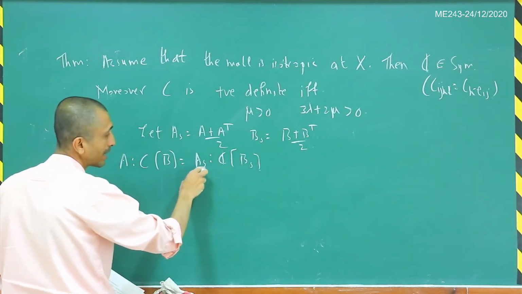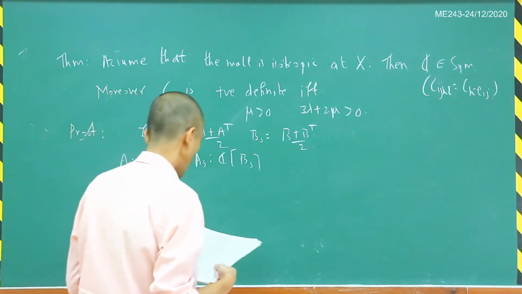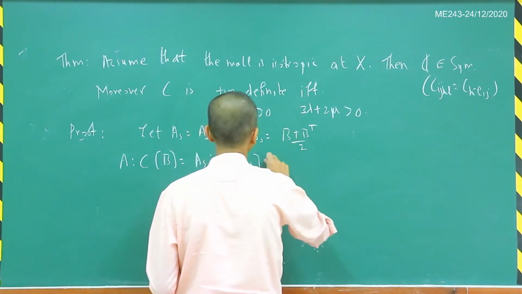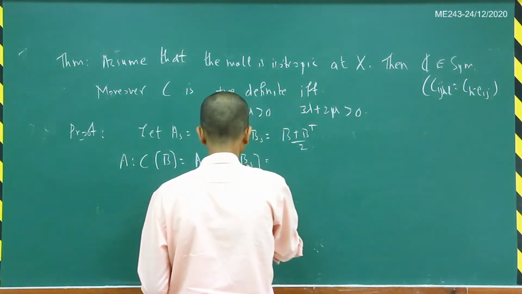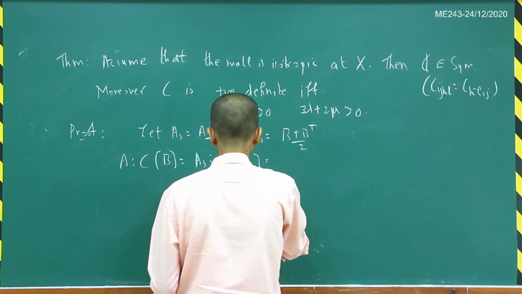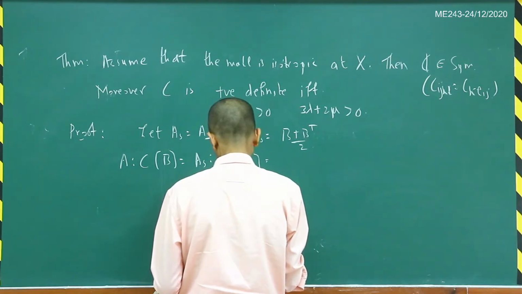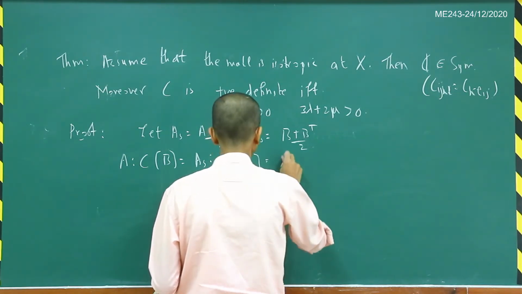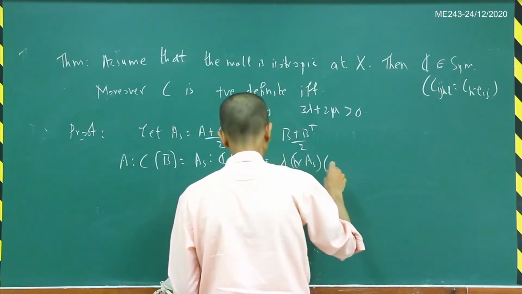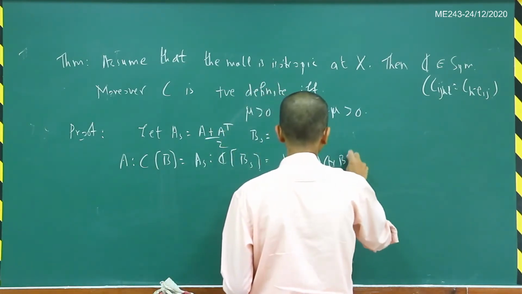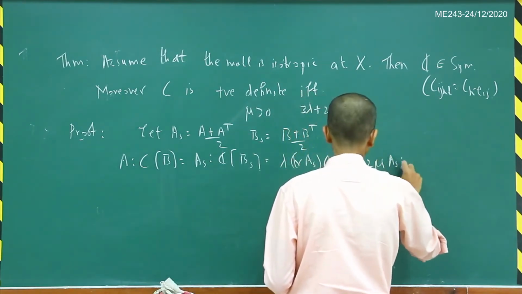So you get an S here and an S here because of these properties of C. And then now you substitute. So we know that this is going to be lambda times the trace of epsilon of BS plus 2 mu times epsilon of BS. So let us just write that here. So you will get lambda times trace of A of S times trace of B of S plus 2 mu times AS BS.